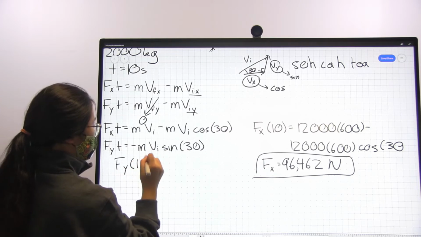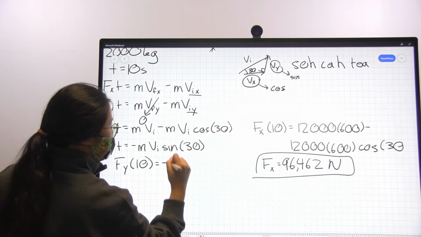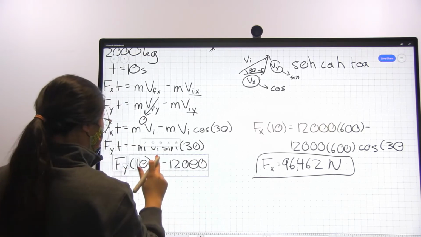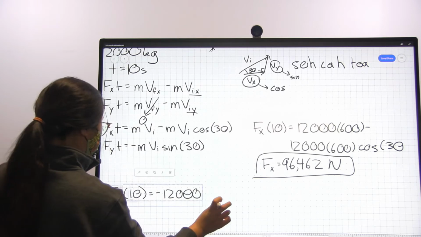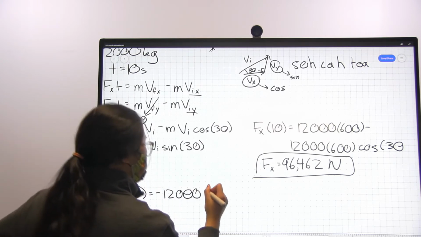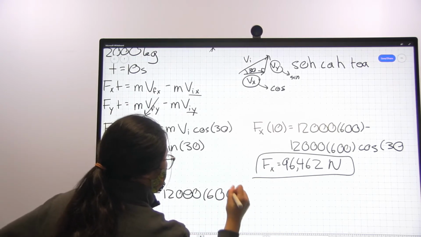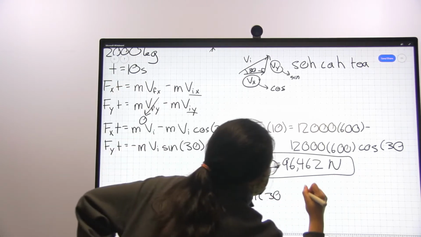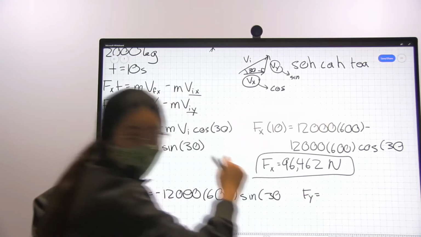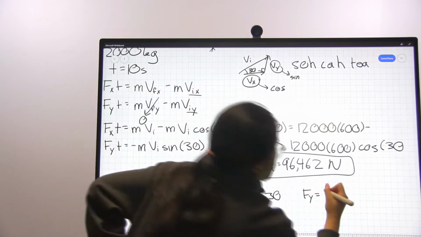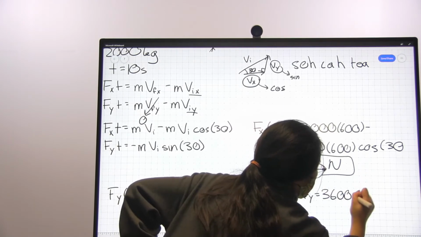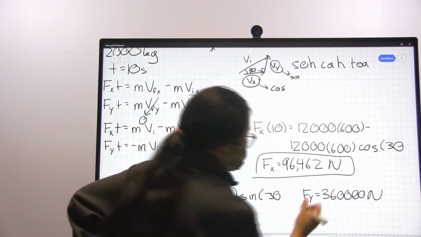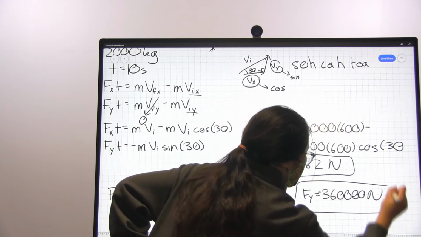Then we solve for our F_y. F_y times 10 equals negative 12,000 times 600 sine 30. And we get F_y is equal to 360,000 newtons. That's a lot of zeros. Negative, actually. Negative. Sorry.